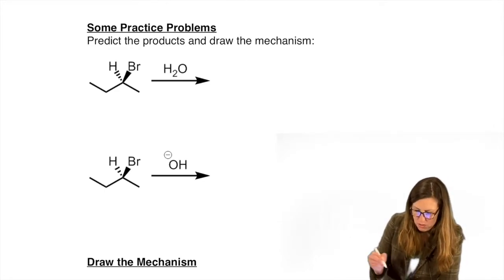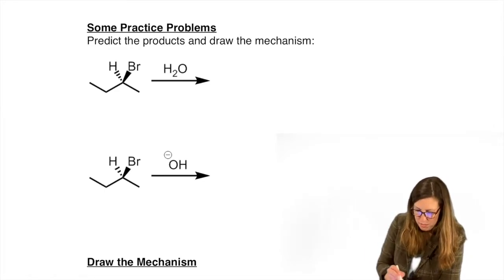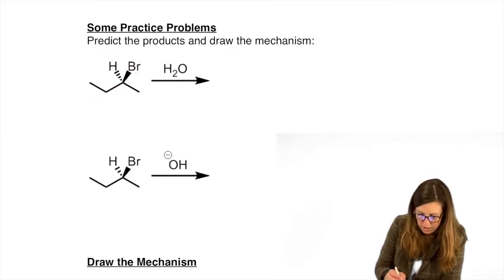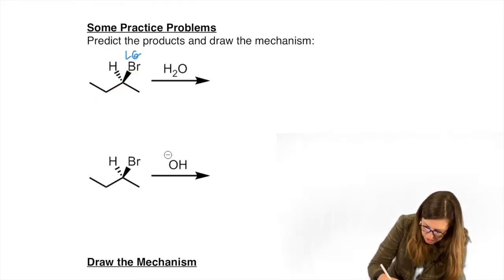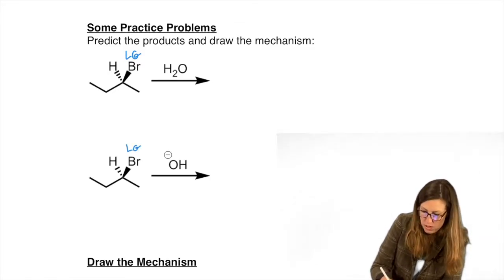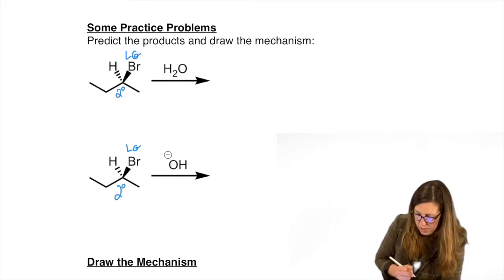Okay, so let's go with comparing these two. What are we doing here? The exact same substrate. There's our leaving group, right? So you identify your leaving group. Identify your carbon on the leaving group as primary, secondary, tertiary. The carbon with the bromine attached has two carbons attached, so that's secondary.